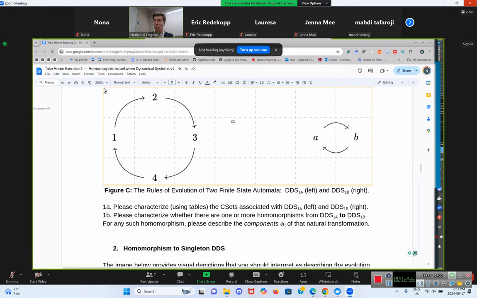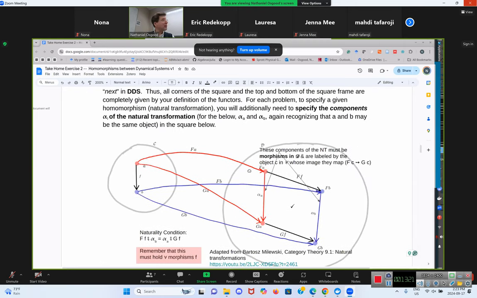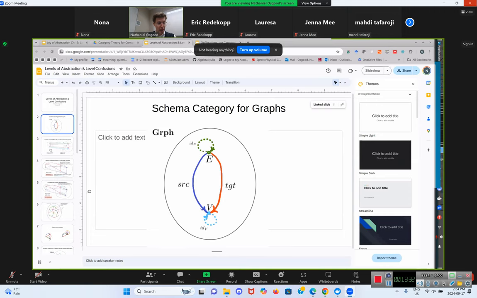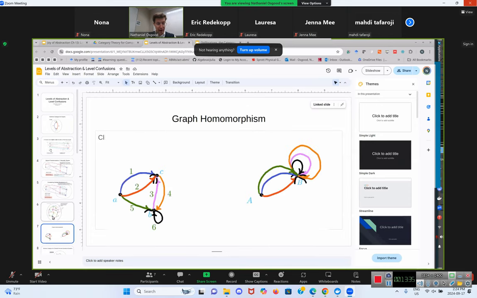So what would it mean to have a homomorphism between these? Well, it's a structure-preserving mapping, right? It's some sort of embedding of this dynamical system in that. But it's one that's got to preserve certain properties. It's got to preserve this naturality square. I want to talk about this a little bit, okay?